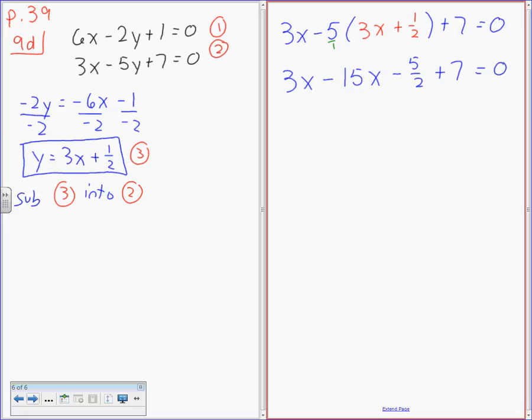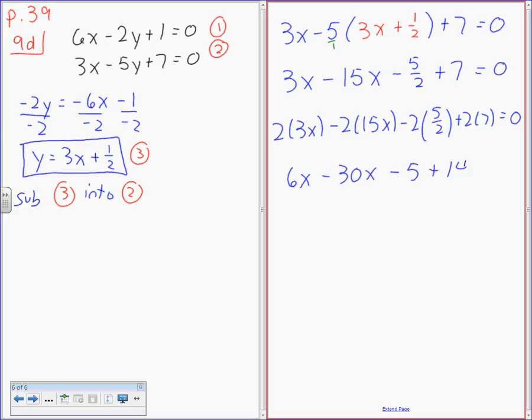All right, Derek, this is looking messy. Can you try and neaten this up? What could you do to neaten this up, if anything? You would make everything whole numbers. Whole numbers? Okay, good. So I'm going to multiply everything by 2, so I'm going to call that 2 times 3x minus 2 times 15x minus 2 times 5 over 2 plus 2 times 7 equals 0. If you wanted to, guys, ladies and gents, you could have added everything together first and you'll get the same answer. So this turns into 6x minus 30x minus 5 plus 14 equals 0.